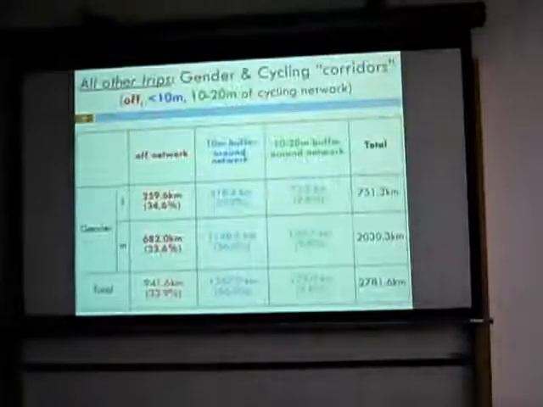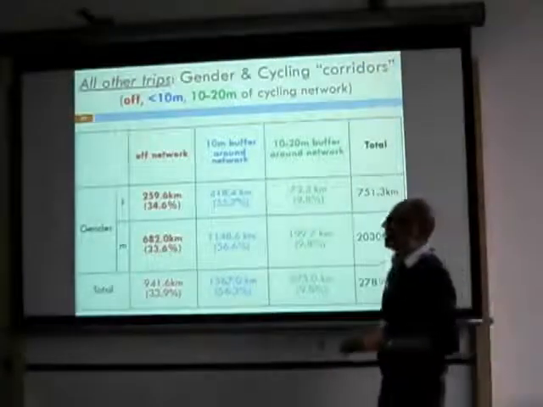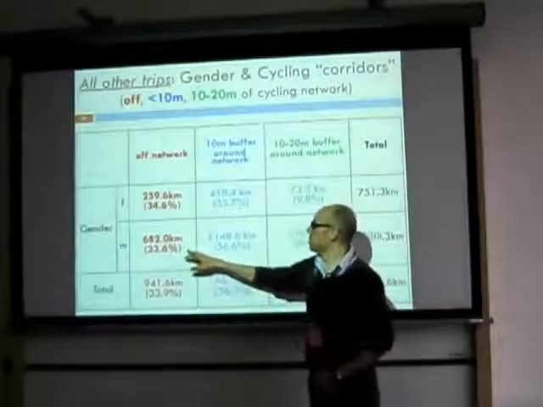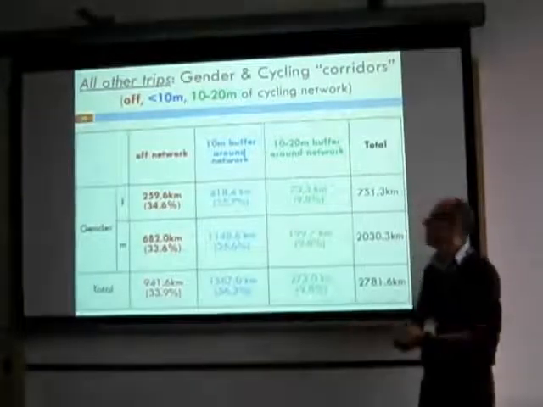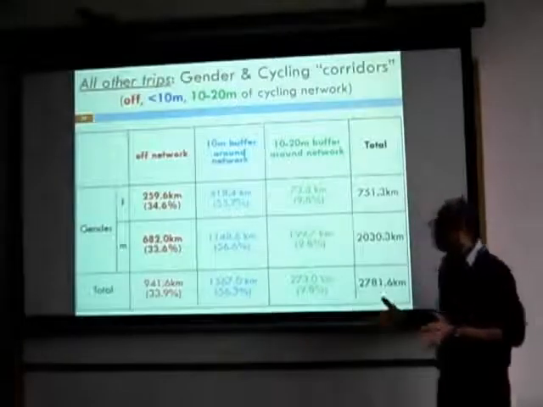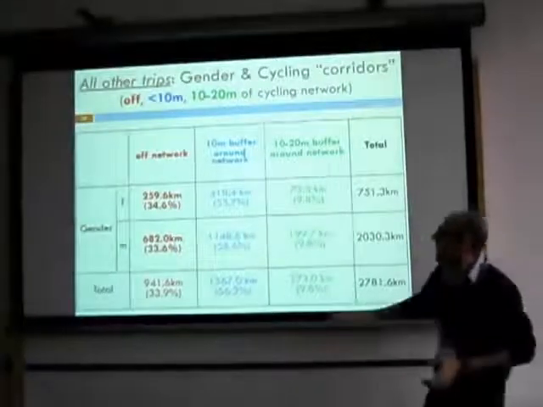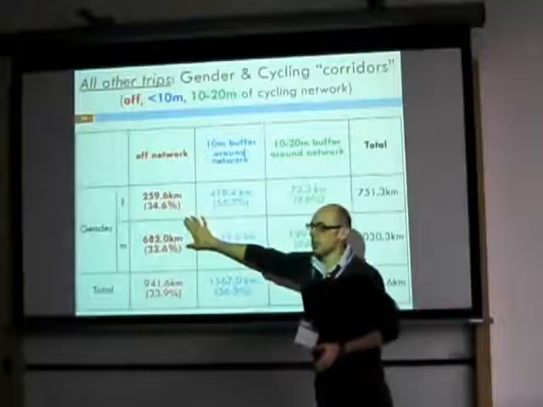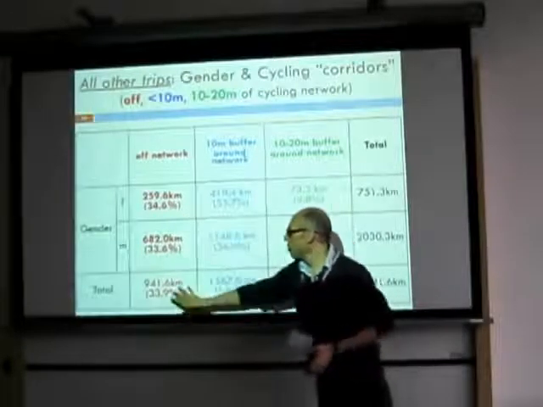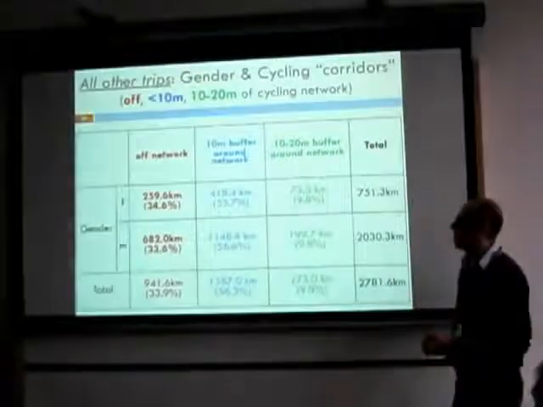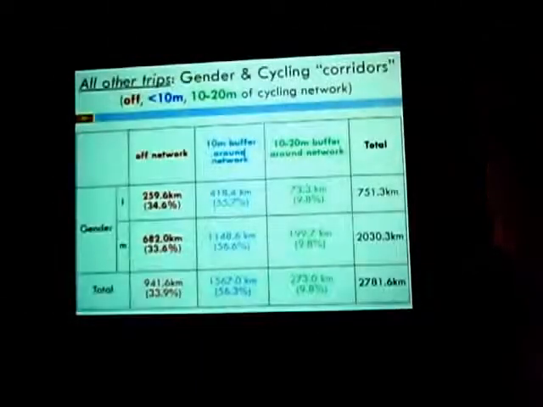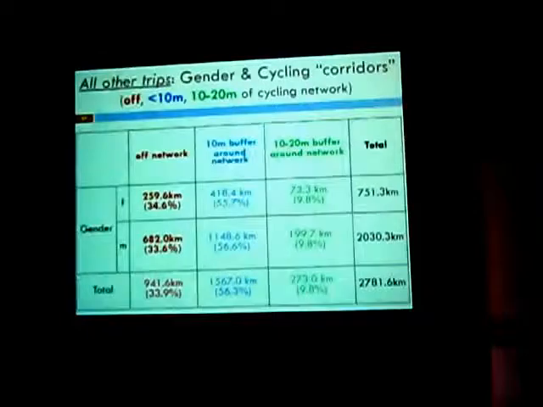All the other trips now: men become more sensible, it seems, more sensible than women, and cycle back on the network, even if they have to cook a meal for their wives or partners. So the difference here is not significant, okay? But the overall pattern is just below one-third. So we tend to ignore the cycling network, or one-third of us.